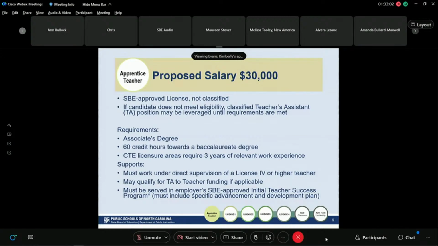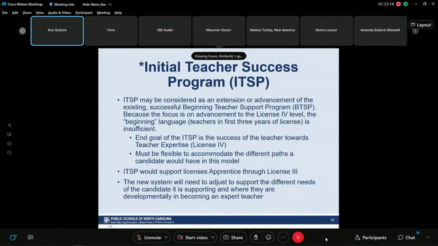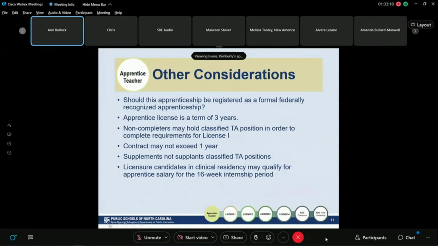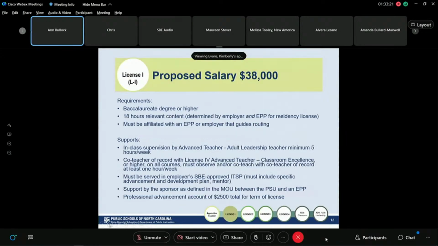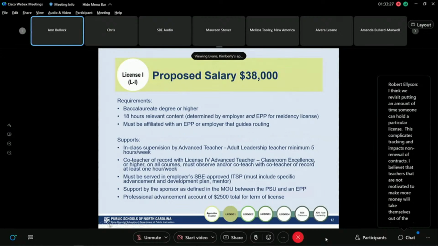Okay. I think all ideas at this point are things to consider. All right. Let's move to the next level, since this prompted a lot of good discussion. Okay, so this is license 1. Any comments here?